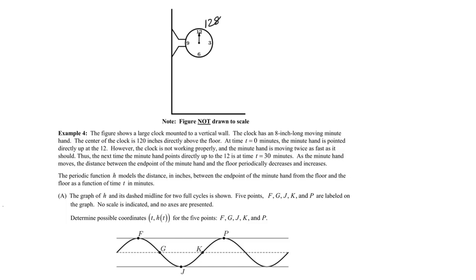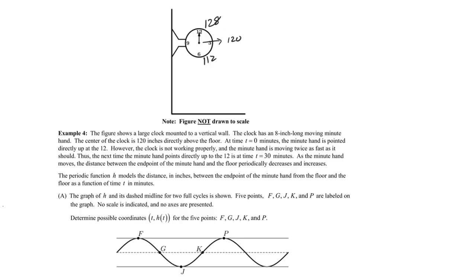Well, what if it was pointing straight down, like at the 6? Well, we'd go up to 120 and go down 8, and we'd be at 112. And we know the midline is 120. Okay, we didn't get to the midline yet, but we know that the center of the clock is 120.